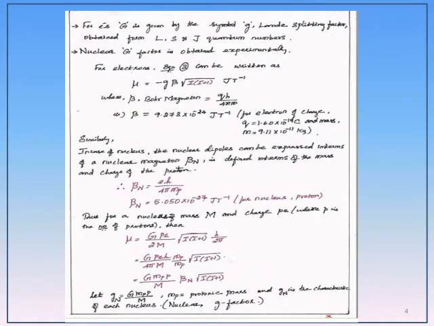For electrons, the g is given by the symbol small g, the Landé splitting factor, and its value is obtained from the L, S and J quantum numbers. And for an electron we know that g is equal to 2. The nuclear g factor is observed or obtained experimentally.